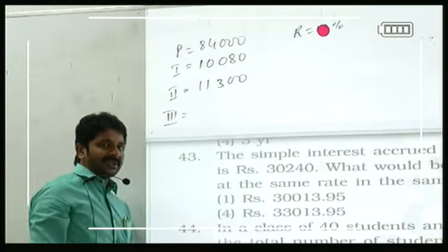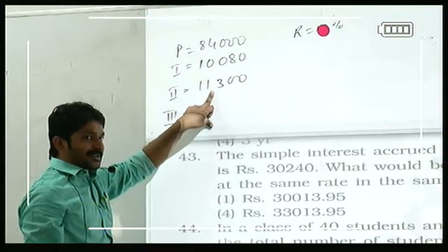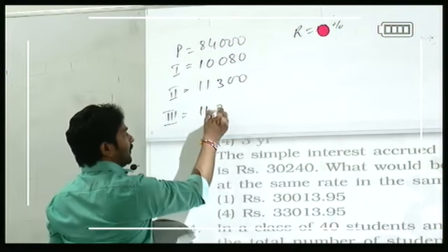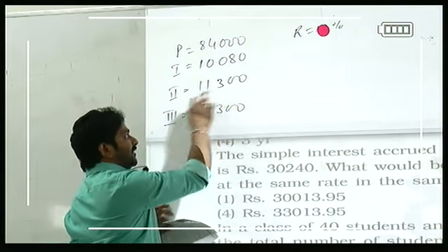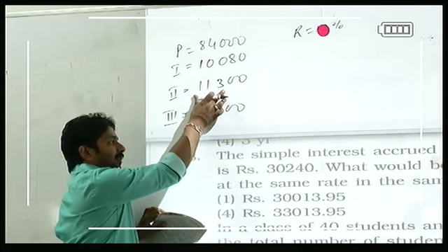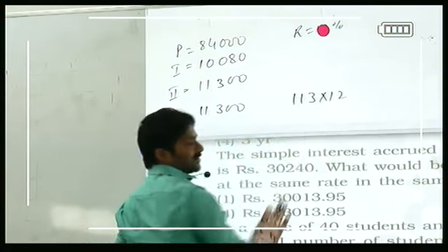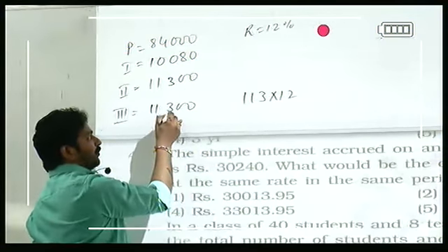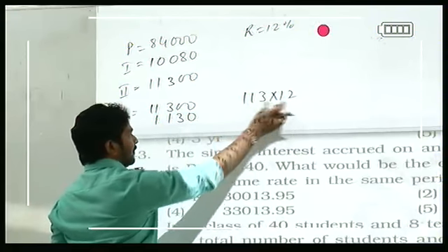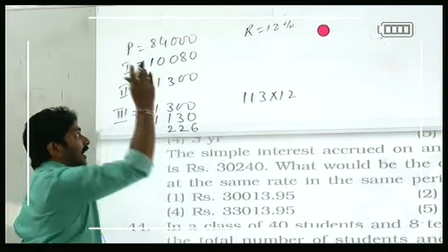So compound interest for the third year will be 12% on every number. Of these two numbers, you already got it as 11,300. And you need to calculate 12% on this. Yes or no? 1% is 113. 12% is 113, 12 times. 113, 10 times is 1130. 113, 2 times is 226. You need to add everything.